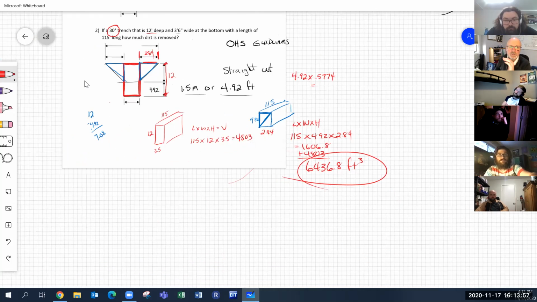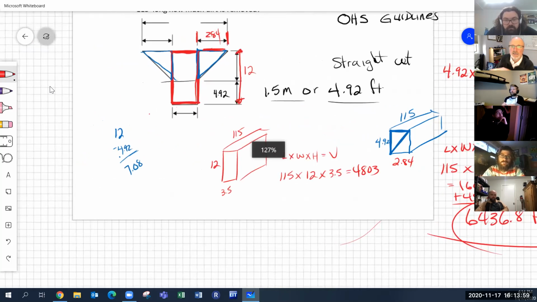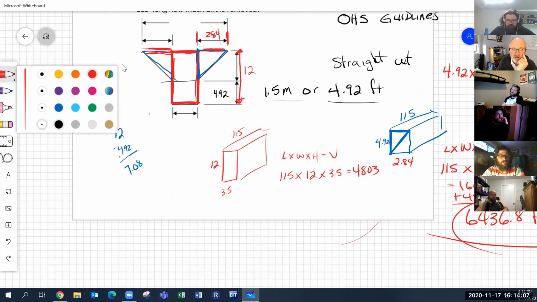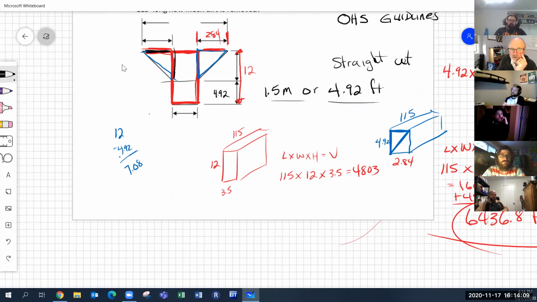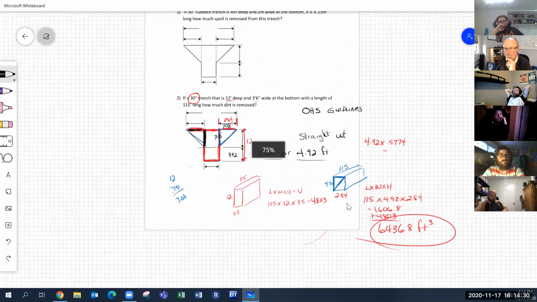Now, if this triangle here was a 45-degree cutback, the rise and the run are the same, yes? The rise and the run would be the same if it was a 45-degree cutback angle, right? And so then I would just go, this measurement 7.08, and this would have to be 7.08 as well. Okay, that's all. Perfect, thanks.